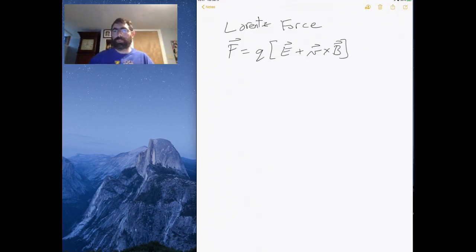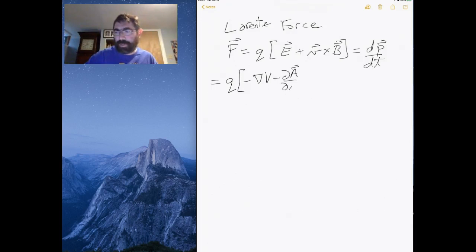If you remember from Newton's second law, this force is equal to the change in the momentum with respect to time. So if we rewrite these fields in terms of potentials, we may also be able to extract a form for the momentum. Okay, so let's put in now what we know about the fields. The electric field is minus the gradient of the electric potential minus the time derivative of the magnetic potential, plus V crossed into the curl of the magnetic potential, like so.